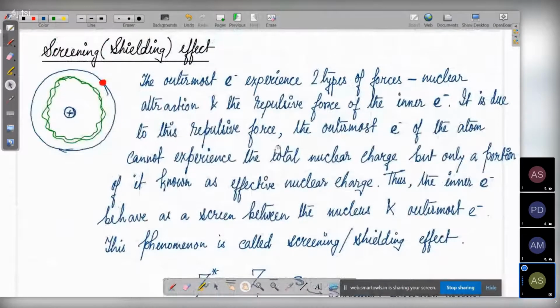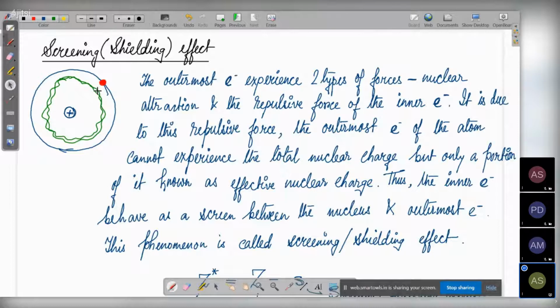What happens in this screening effect? So what is the work of the nucleus? What does the nucleus do? The work of the nucleus is to pull the electron towards itself. Right? So the function of the nucleus is to pull the outermost electron, that is this red electron, towards itself.